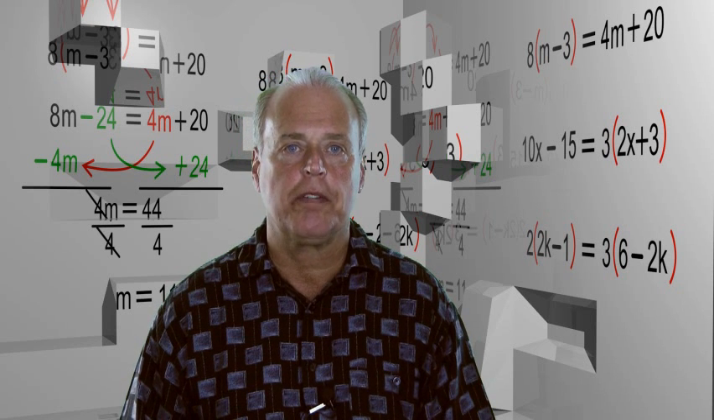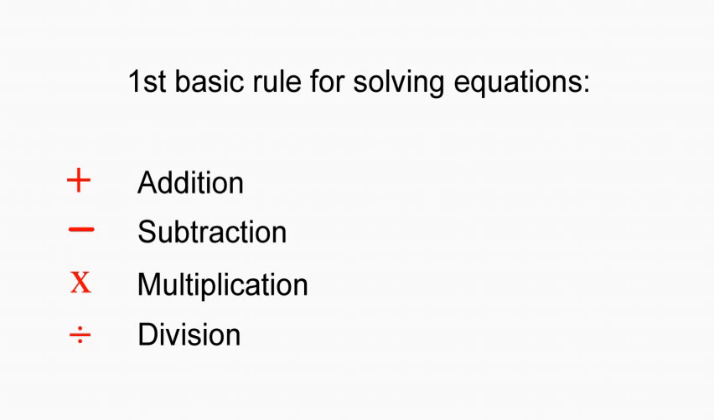Here's the first basic rule for solving equations. You need to know the inverse of the 4 basic arithmetic operations in order to undo or take apart an equation to solve it. Here are the 4 most basic arithmetic operations: addition, subtraction, multiplication, and division.